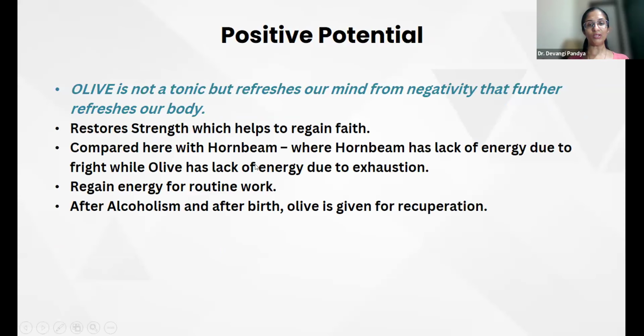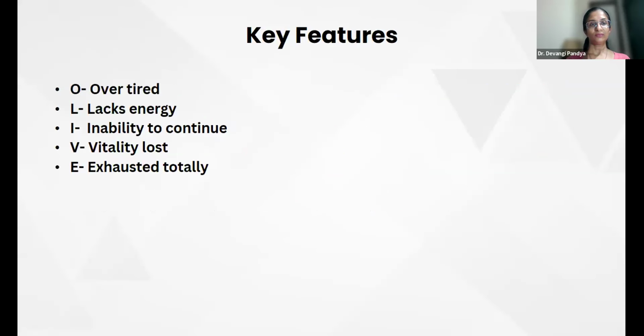Here it is compared with hornbeam, where hornbeam has lack of energy due to fright, due to fear, while olive has lack of energy due to exhaustion. So olive says that it is overtired, lacks energy, inability to continue, vitality is lost and exhausted totally.